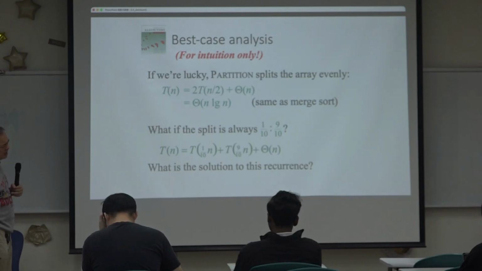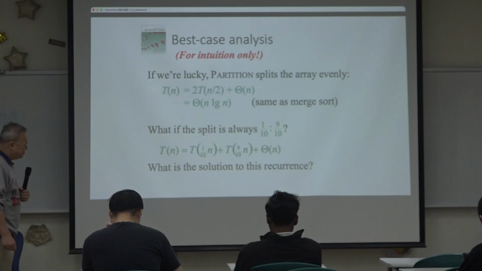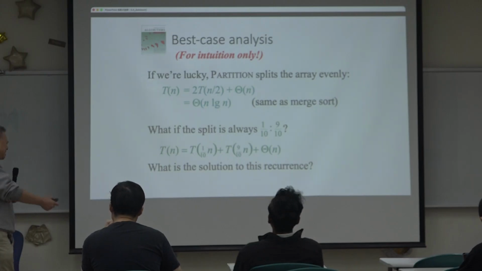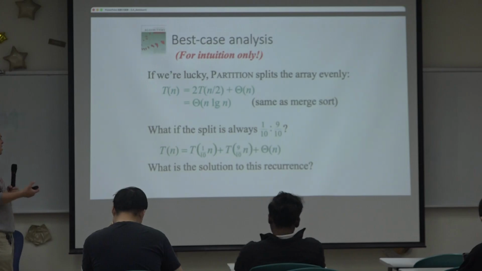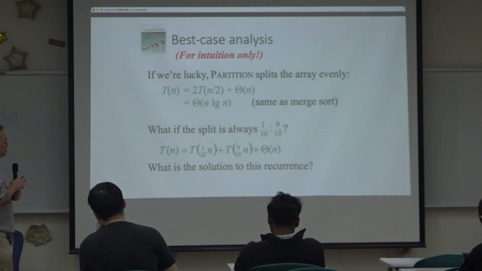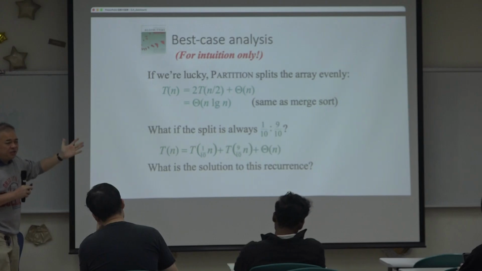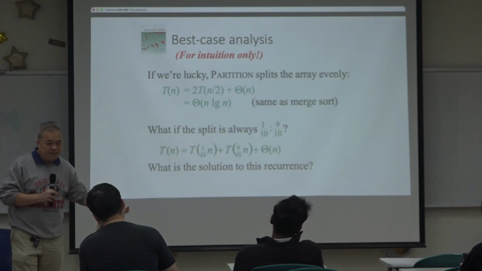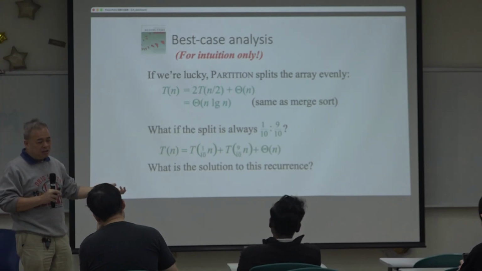But say we are unlucky. It's not that unlucky, but a little bit unlucky. Every time the split ratio is 1 to 9. 1 to 9. That's pretty bad already, right?